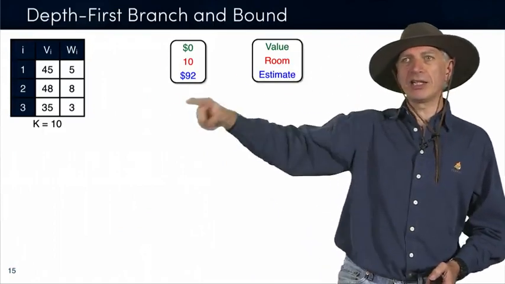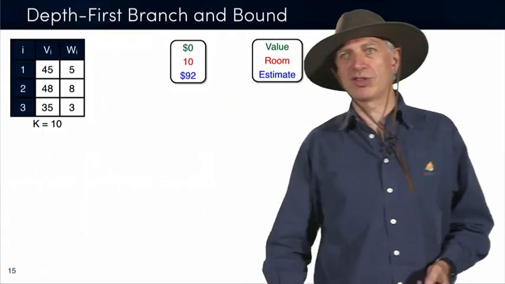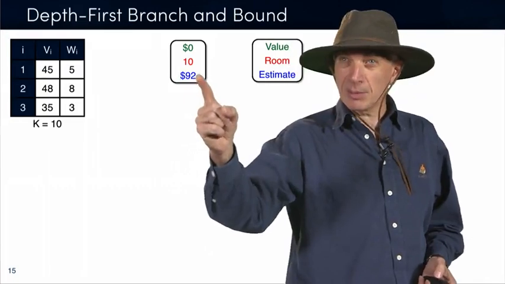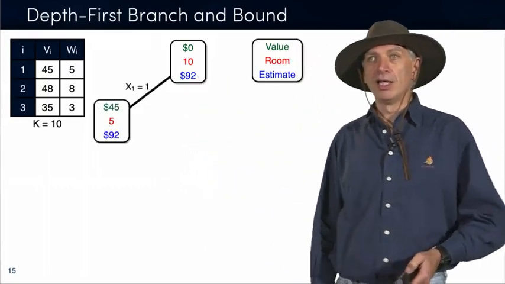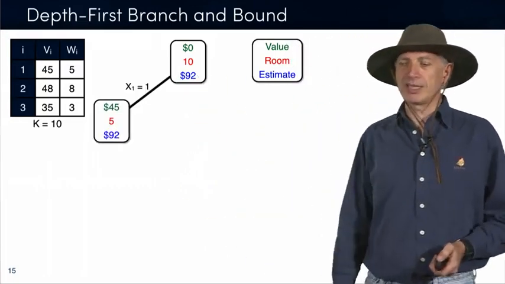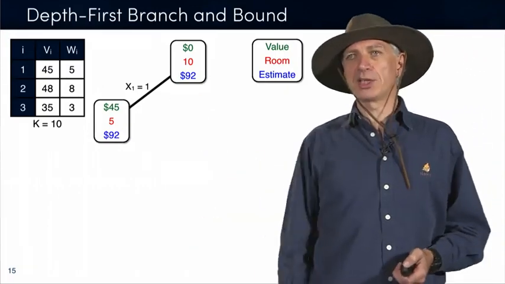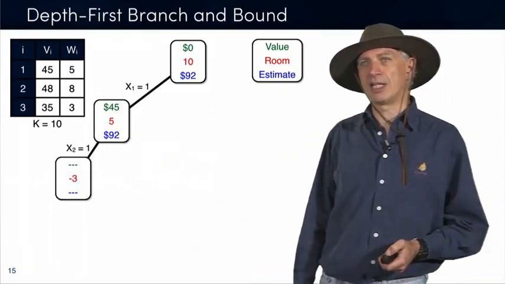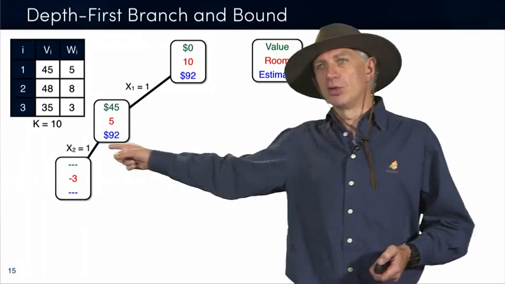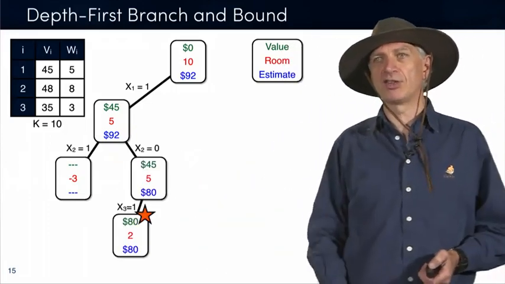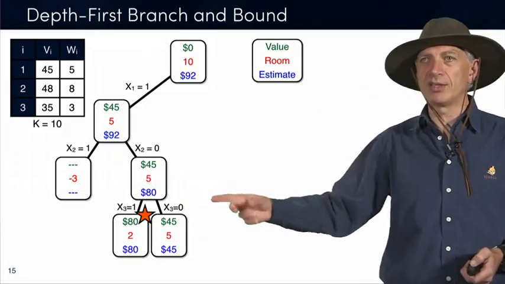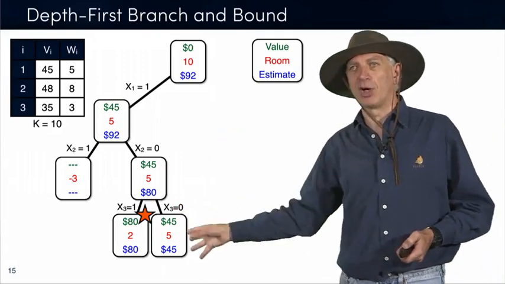So we start again at the root. There is nowhere else to start. But we know that the optimistic evaluation here is 92. Now we go on the left. We take item 1, same evaluation, less space in the knapsack. We take item 2, this is still infeasible. This is essentially the same as before. We get this solution with 80. The other one with 45 is dominated.